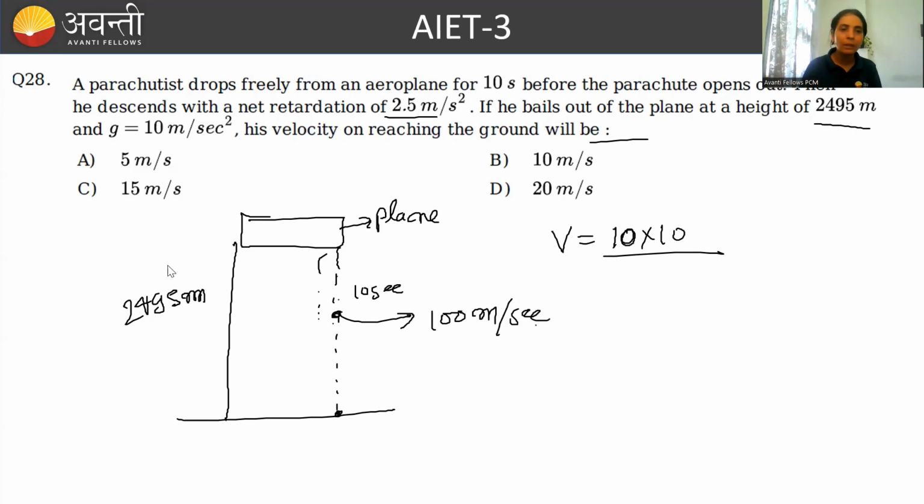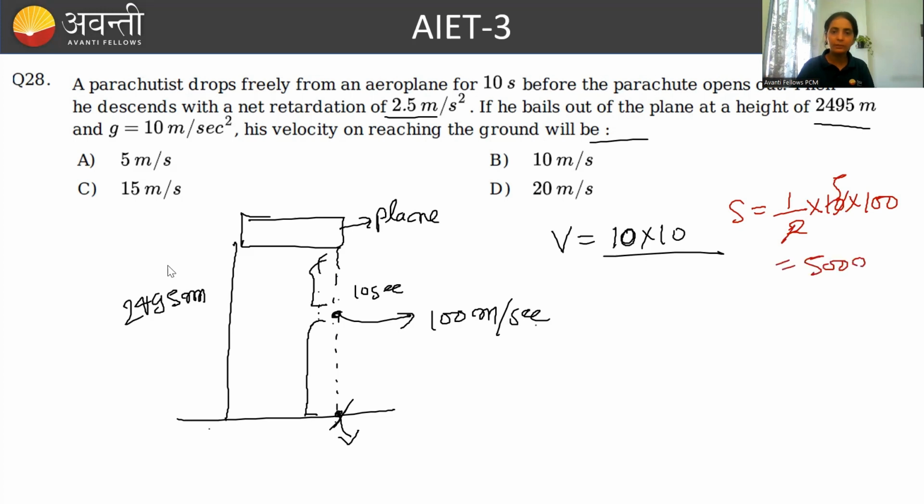This is the velocity. Now, if this distance is known, we can easily calculate the velocity at this point, right? So if we want to know this distance, we can calculate it easily. What will be the distance? You can write S equals ut plus half at square. u is 0, half a is 10 and time is 10 seconds, so 100. So this is 500 meter.